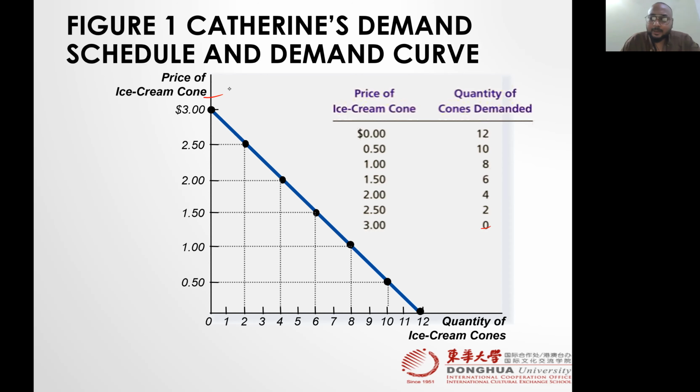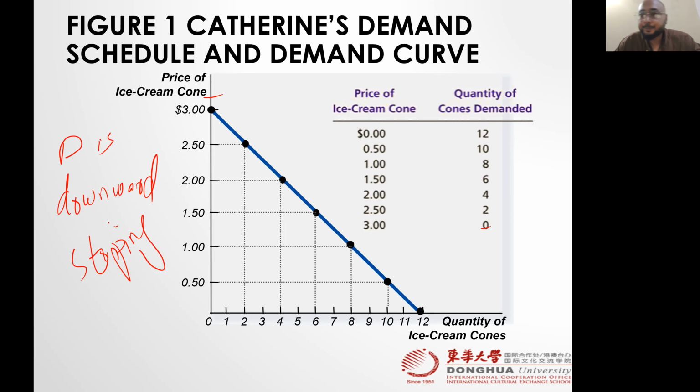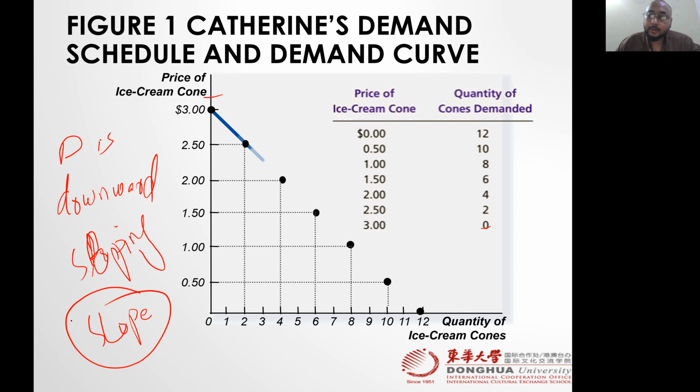So you see something here? The demand curve starts from up and goes down. Right? Starts from up and goes down. So that's why we call demand downward sloping. Sloping, not stopping, sloping. The slope of the demand curve is downward, right? Look at that, downward. So does this fulfill the characteristics of the law of demand?